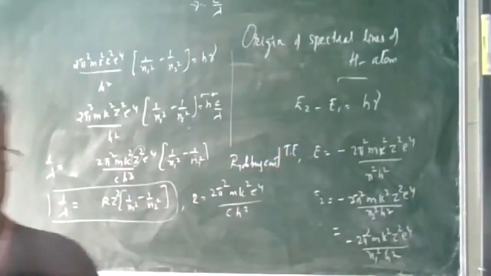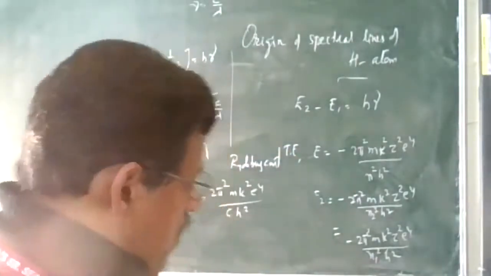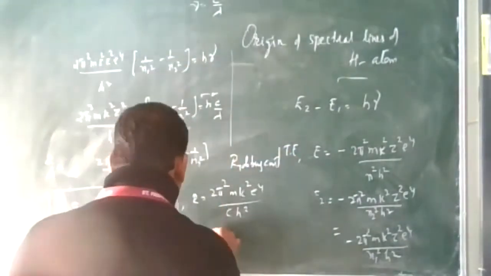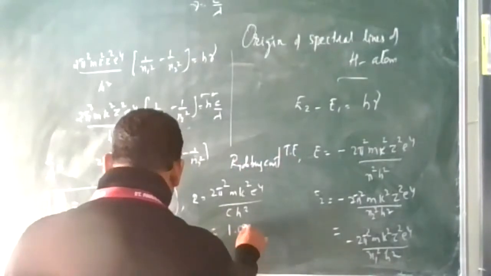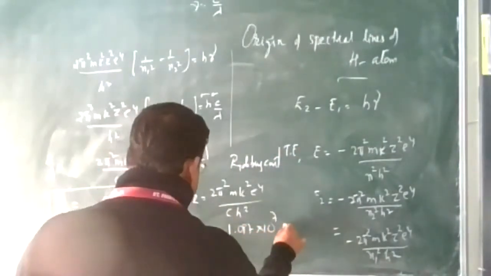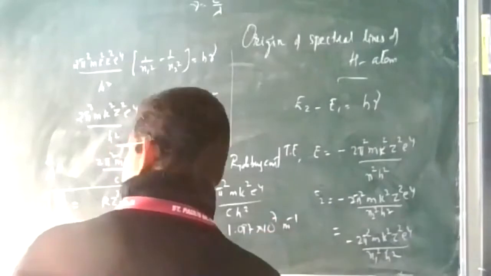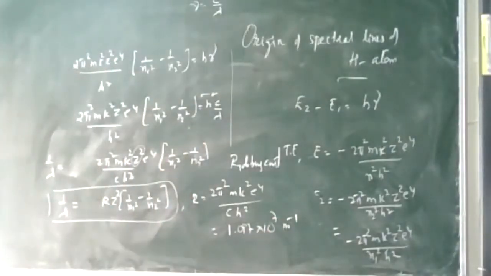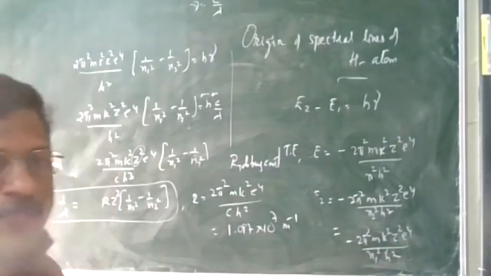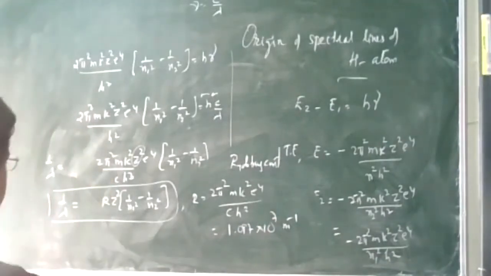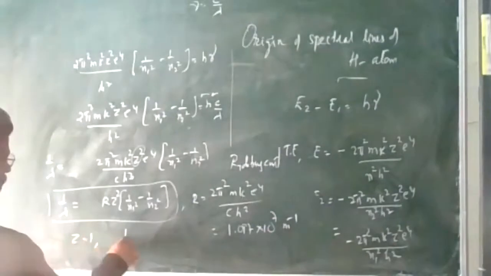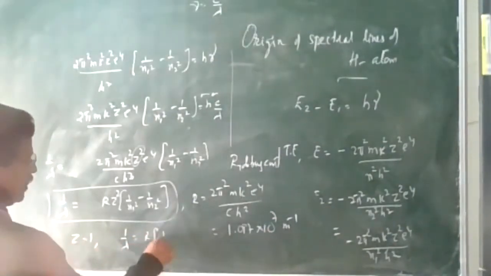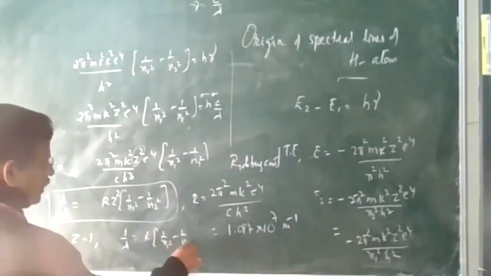This constant is known as Rydberg constant, and its value on calculation is equal to 1.097 × 10⁷ m⁻¹. So this will be the value of the Rydberg constant, 2π²k²e⁴ divided by ch. And for hydrogen atoms, Z equals 1. So 1/λ = R(1/n₁² − 1/n₂²).